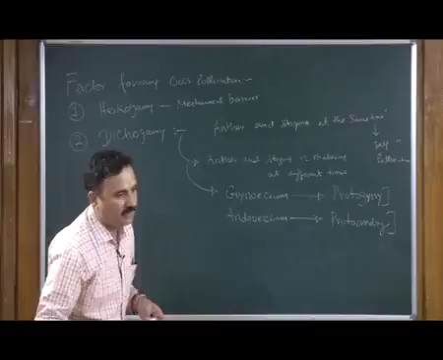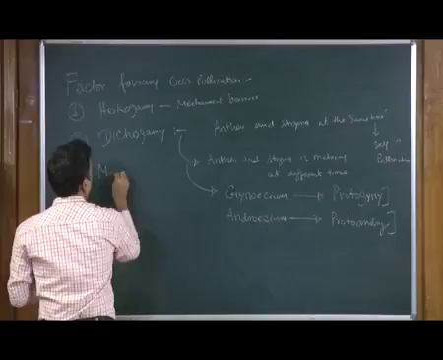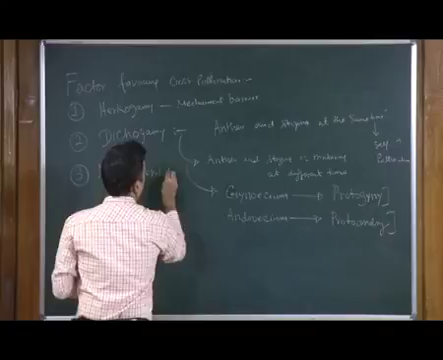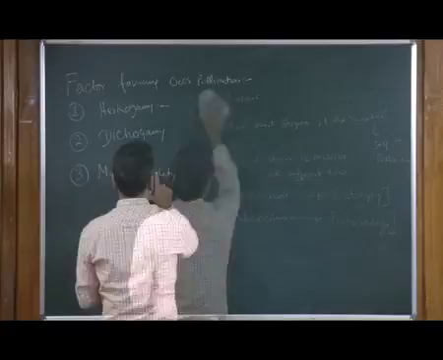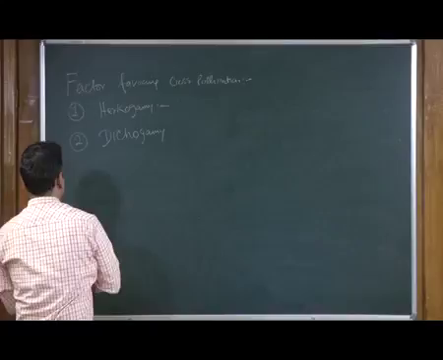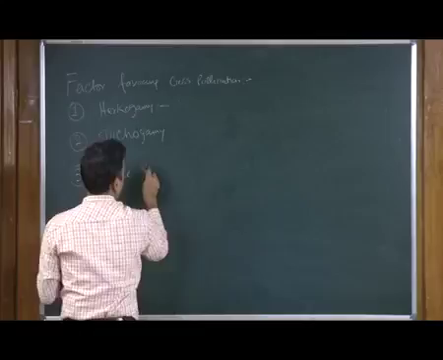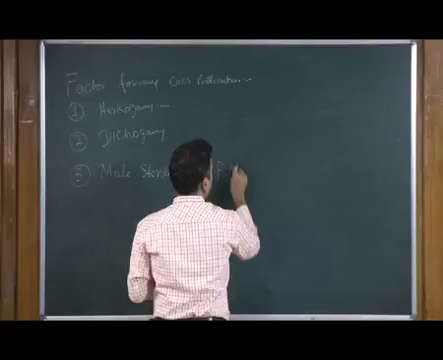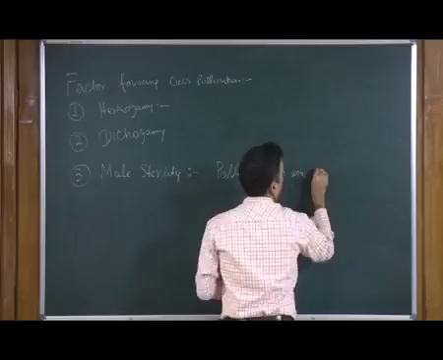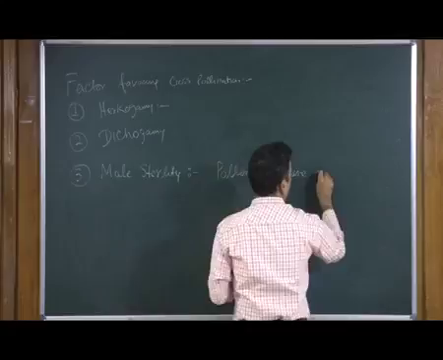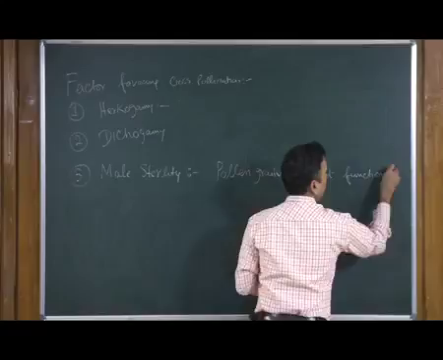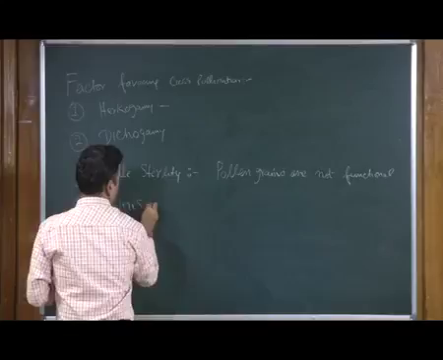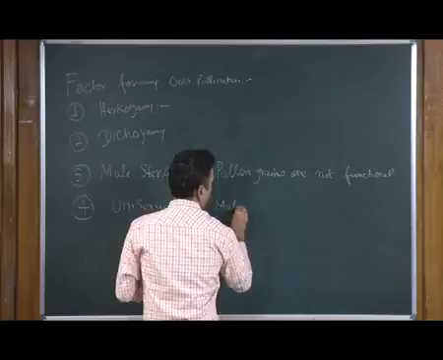Now the third condition is called male sterility. In these cases the pollen grains are not functional. Then we have another condition: the plant is unisexual in nature. In this case, the male and female plants are different.